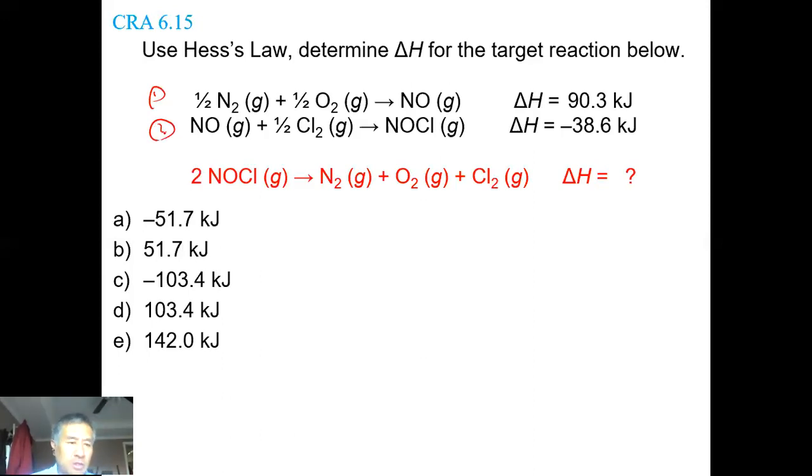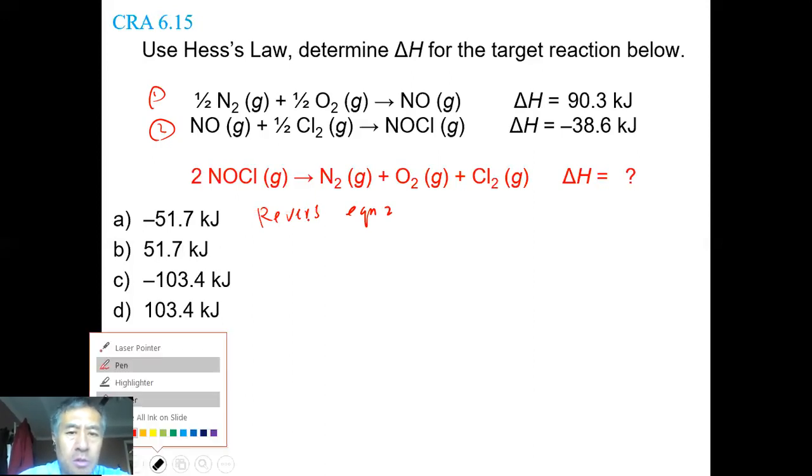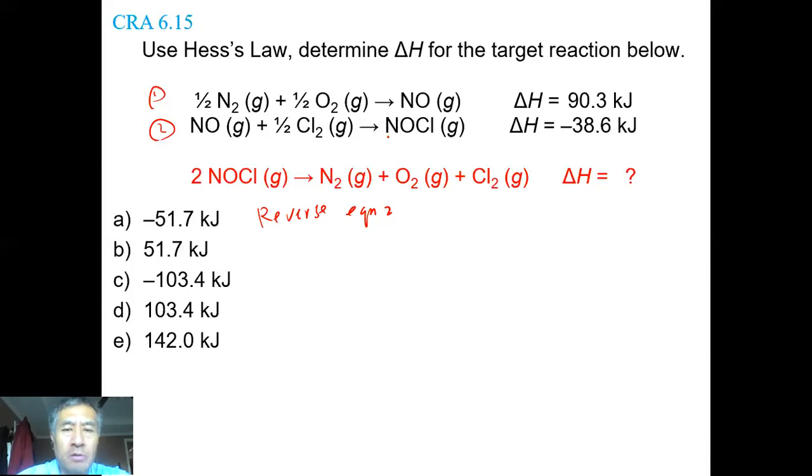Okay, so what we can do is just reverse equation two. Why do we do that? Because we need this NOCl from equation two. NOCl in equation two is on the right side of the arrow. We need the NOCl gas on the left side of the arrow. After we reverse, that will put it in the right location, but the number is not right, so we also have to times two.